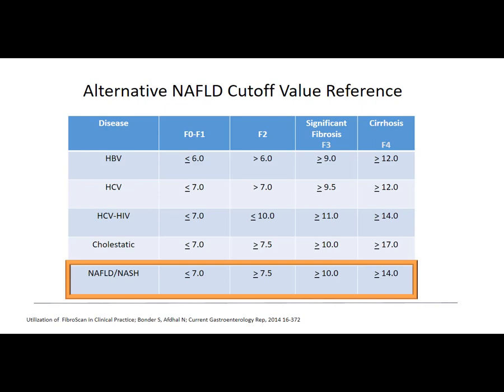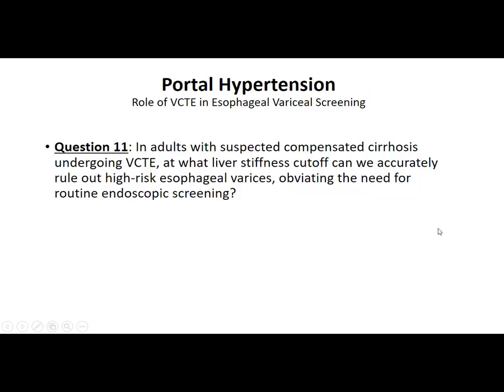So here's the alternative NAFLD cutoff value reference that you can use, which was published by Nid Afdal's group in Current Gastroenterology in 2014. So significant fibrosis was more than 10, and they called cirrhosis at 14. And then other liver diseases are pictured here. Hep B at 12, Hep C at 12, co-infection at 14, and cholestatic liver disease at 17, and NAFLD or NASH at 14 for cirrhosis. So, I mean, these are within a very small range, actually, when you consider the range of the entire spectrum of disease from 5 to 75 kilopascals.